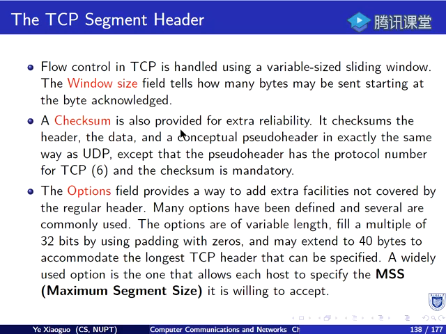A checksum is also provided for extra reliability. It checksums the header, the data, and a conceptual pseudo header in exactly the same way as UDP, except that the pseudo header has the protocol number for TCP, and the checksum is mandatory.